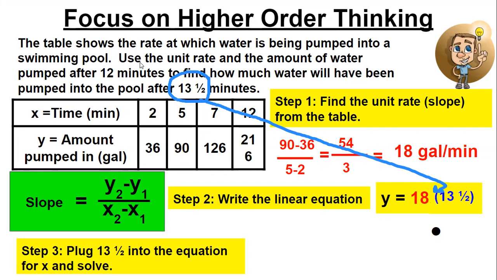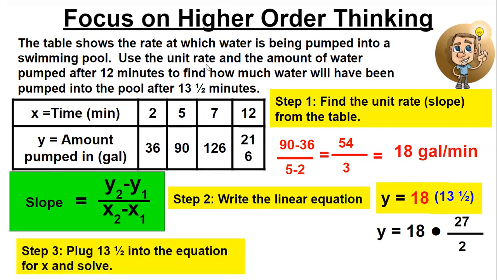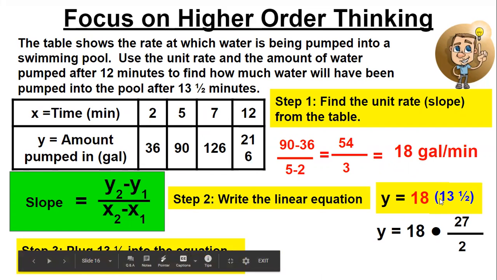We're seeing the wonderful uses of linear equations. So over here, I just moved 13.5 in that spot. Then I do 18 times, and I change 13.5 to an improper fraction. Remember how to do that? Whole number times the bottom plus the top. Clap, clap. Anyways, 13 times 2 is 26, plus 1 more is 27. 2 just stays my bottom number. So now I have 18 times 27 over 2.